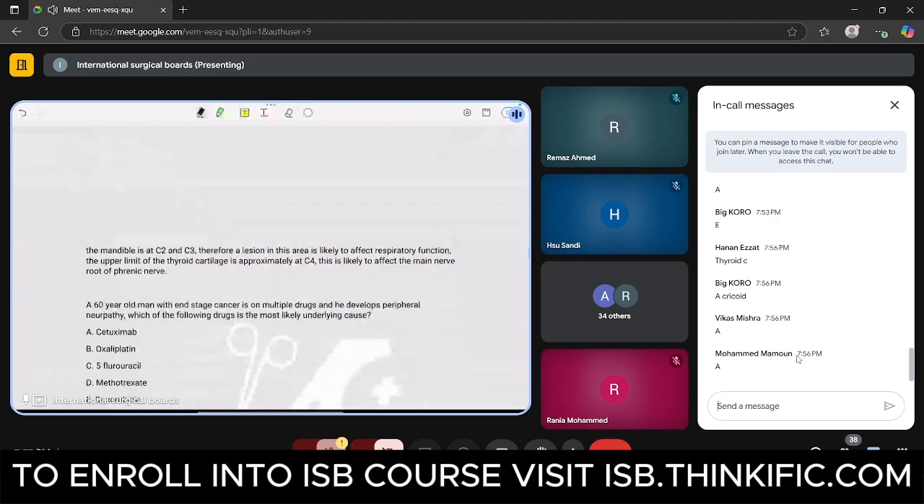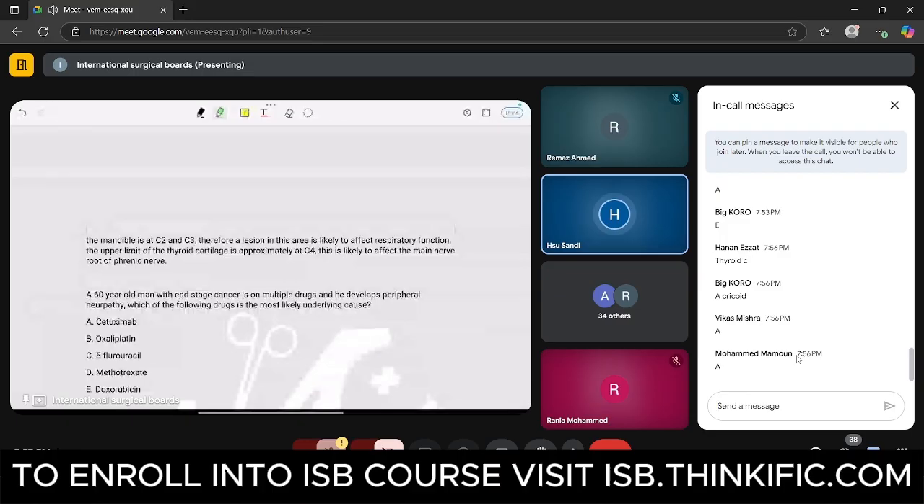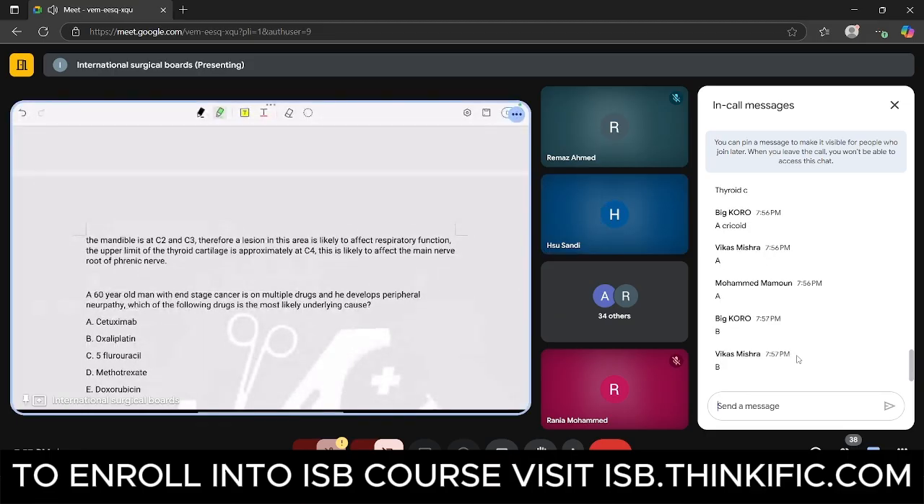Let's move on. A 60-year-old man with end-stage cancer is on multiple drugs and he develops peripheral neuropathy. Which of the following drugs is the most likely underlying cause? Cetuximab, oxaliplatin, 5-FU, methotrexate, doxorubicin. Yeah, so a platinum-based chemotherapy like oxaliplatin, cisplatin, those platinum-based compounds, one of their very famous side effects is peripheral neuropathy. That is correct, right?